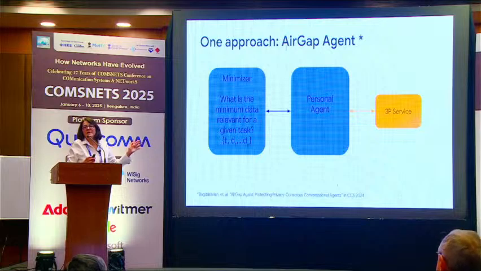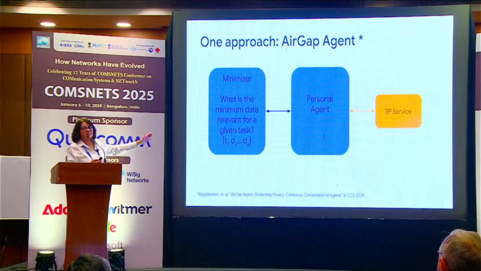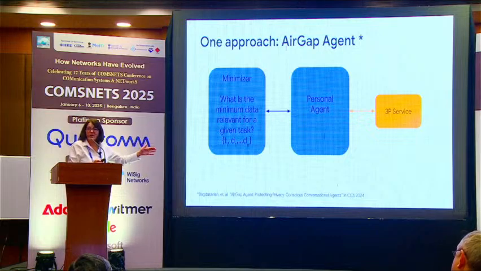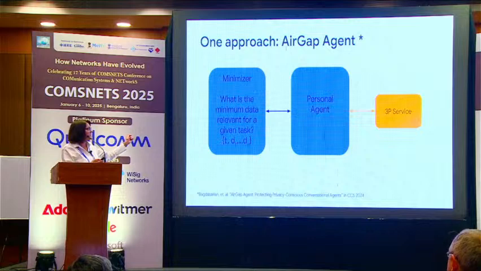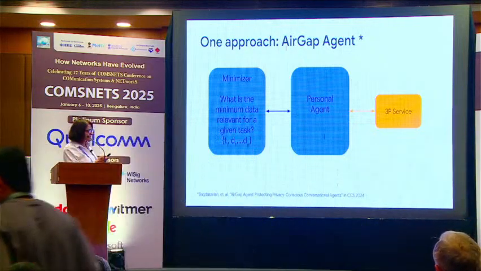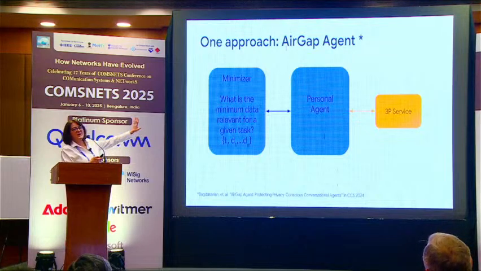What is the minimum amount of data, or appropriate data, that I should reveal? If the task is to book a restaurant, I can reveal a phone number, okay? If the task is to book a medical appointment, maybe I could say why I'm booking it, and maybe you could reveal something about someone's diet, that they are diabetic, or whatever it is. But the point of this idea was that this minimizer doesn't interact with a third-party service.